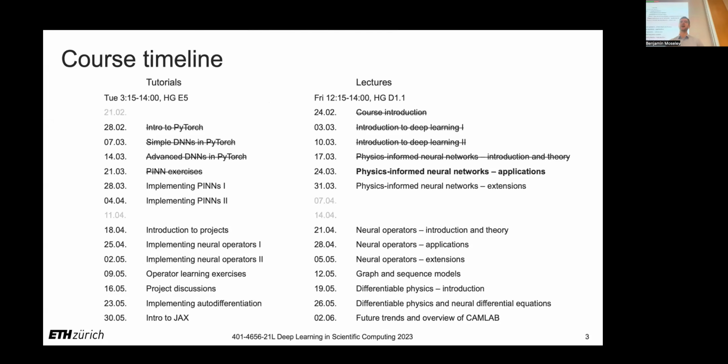Okay, let's have a look at the timeline again as well. So yeah, we're on the second lecture of PINNs. We also have one more lecture, which I'm going to give next week, where we're going to really talk about the limitations of PINNs and also their extensions as well, and really get to the forefront of the research in this area.